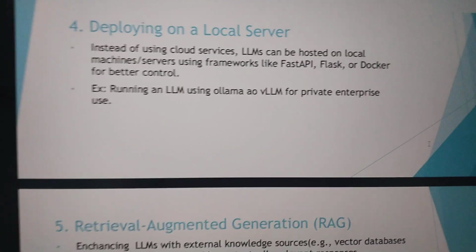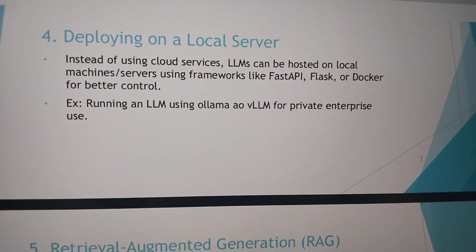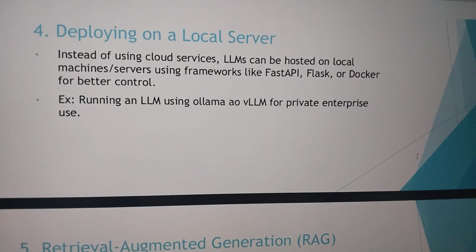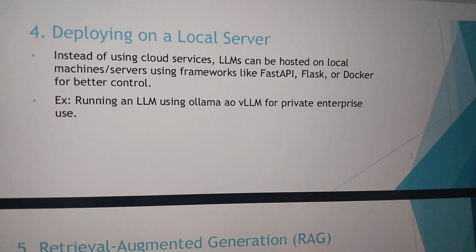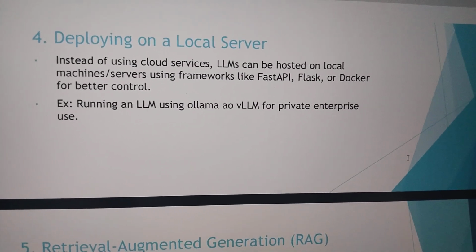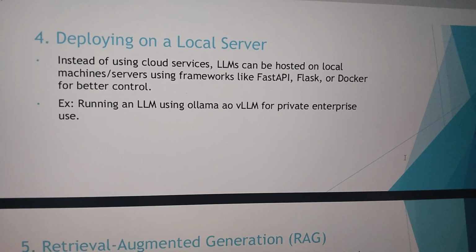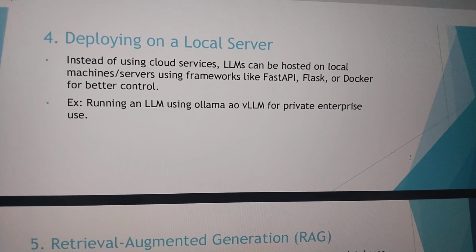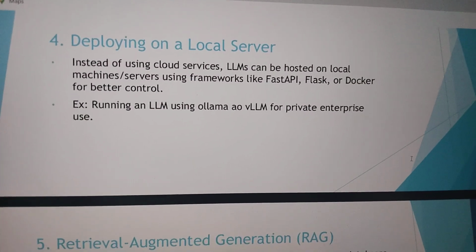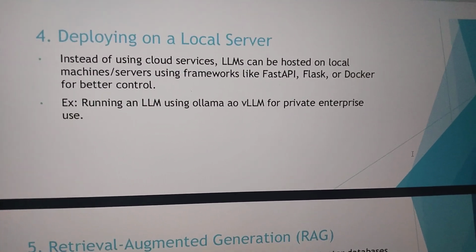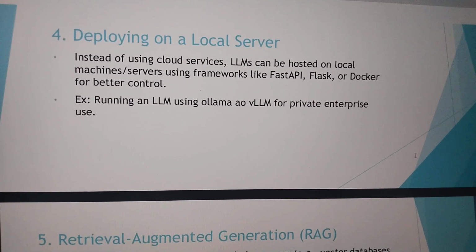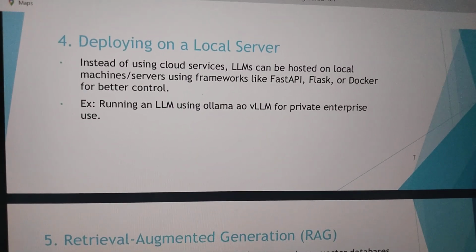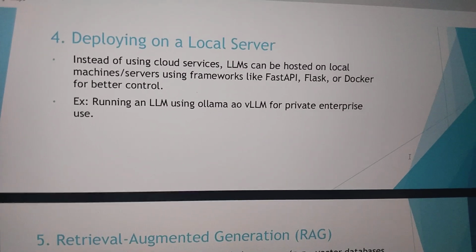Instead of using all the cloud services, we can host the LLM on a local machine or server using frameworks like FastAPI, Flask, or Docker for better control. Docker is used for more secured versions, where all our data is secured and confidentiality is maintained. Running an LLM using Ollama for private enterprise use.